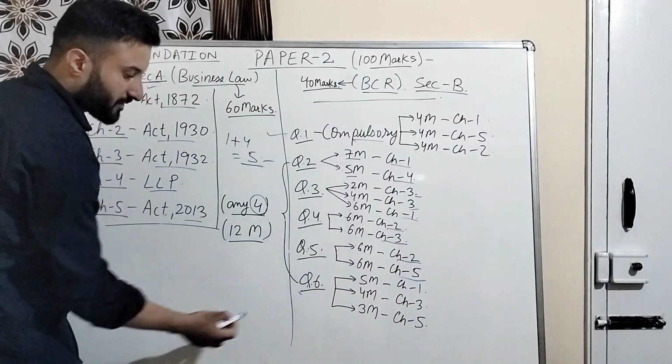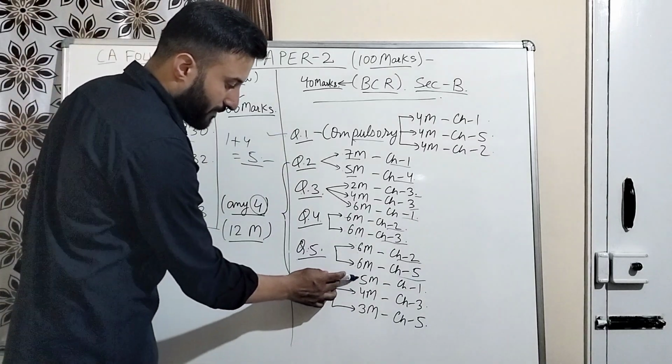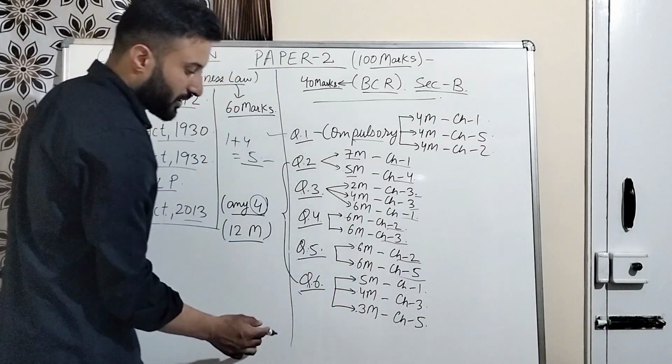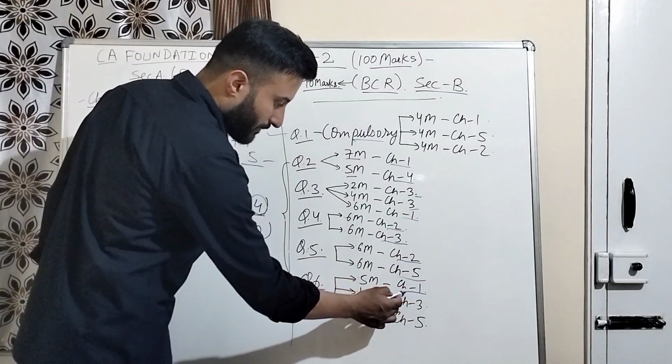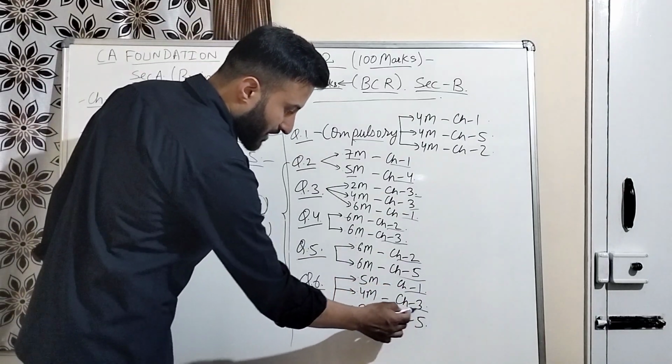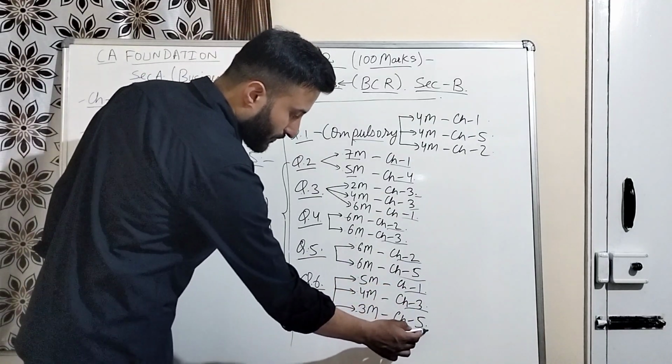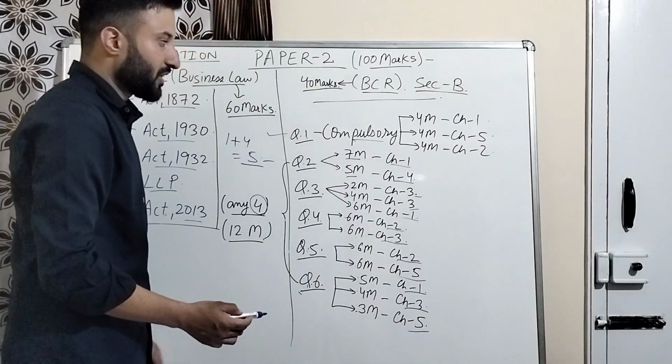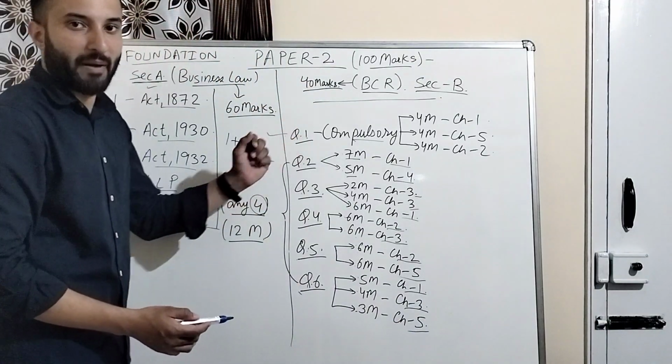And question number 6 consists of 3 parts: 5 marks, 4 marks, 3 marks. So these 5 marks will come from chapter number 1, 4 marks will come from chapter number 3, and 3 marks will come from chapter number 5. So this is the question pattern.